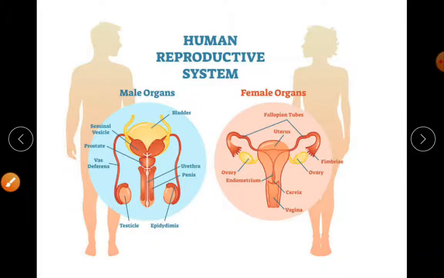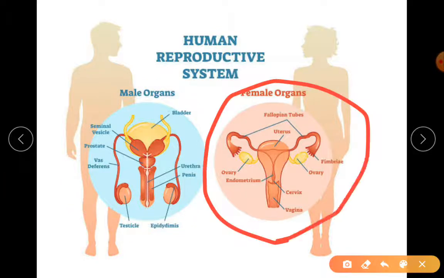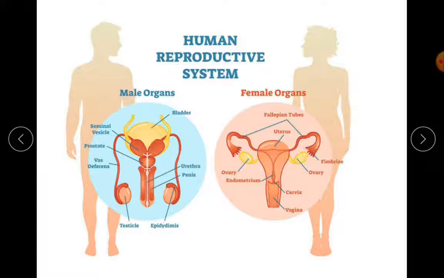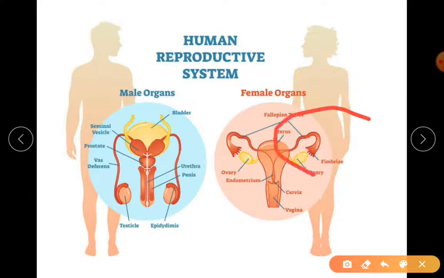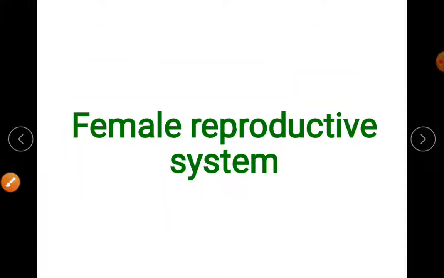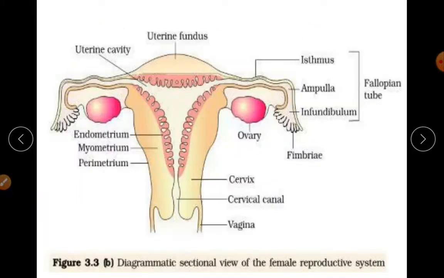Today we will be studying about the female reproductive system. Again, the location of the female reproductive system is in the pelvic region. So I hope it is clear. In the abdomen or the pelvic region, inside the abdomen we say.